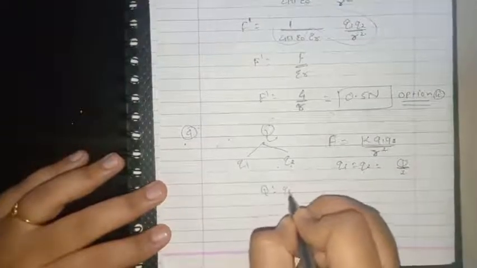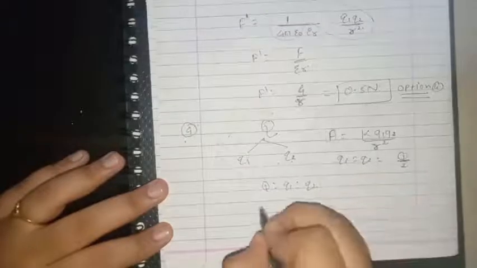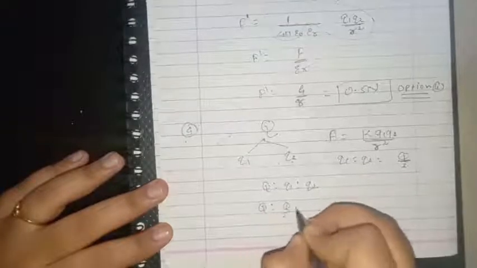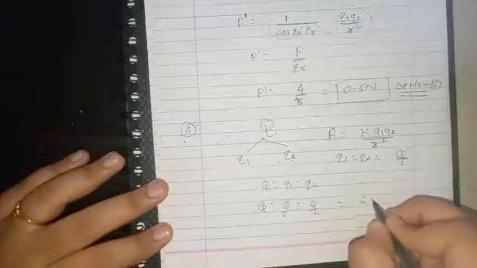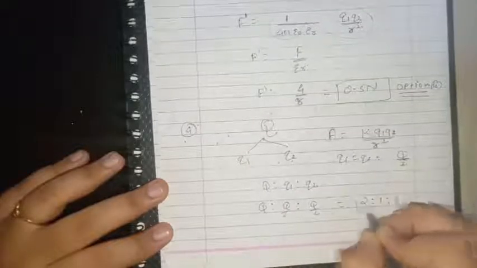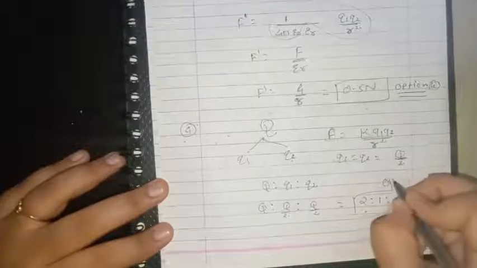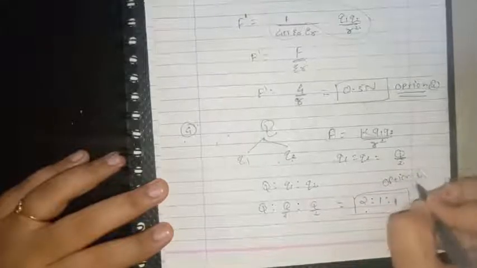We want to find the ratio of Q to Q1 to Q2. So Q is to Q by 2 is to Q by 2. This will give us the answer 2 is to 1 is to 1. So option 4 is the correct option.